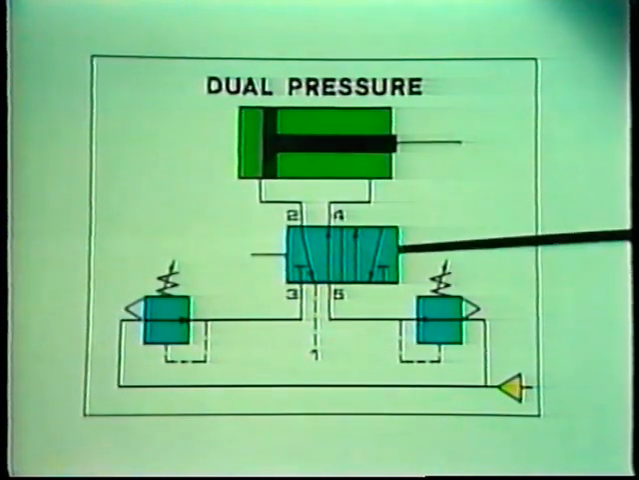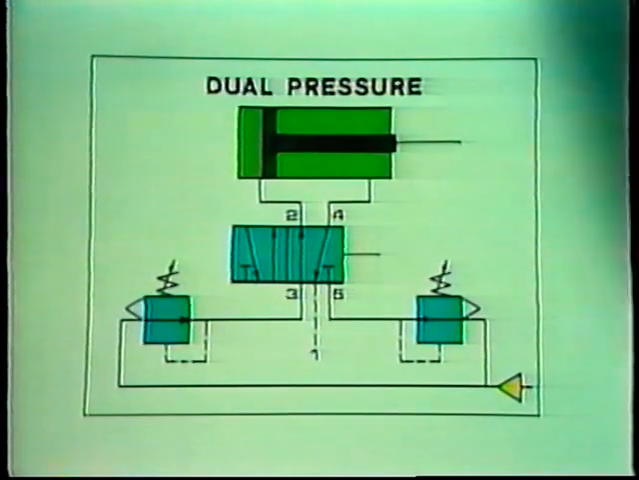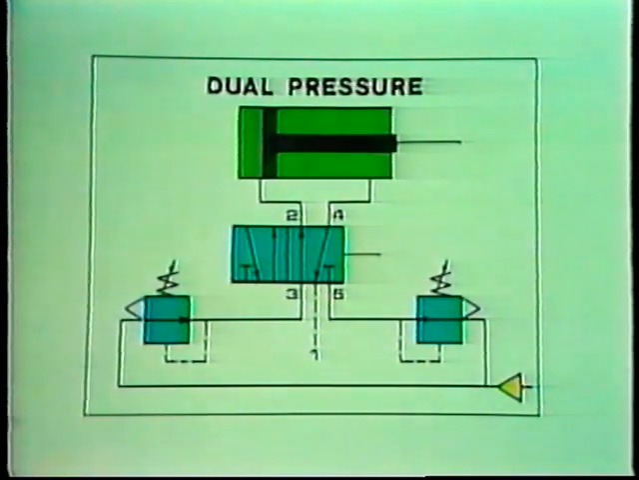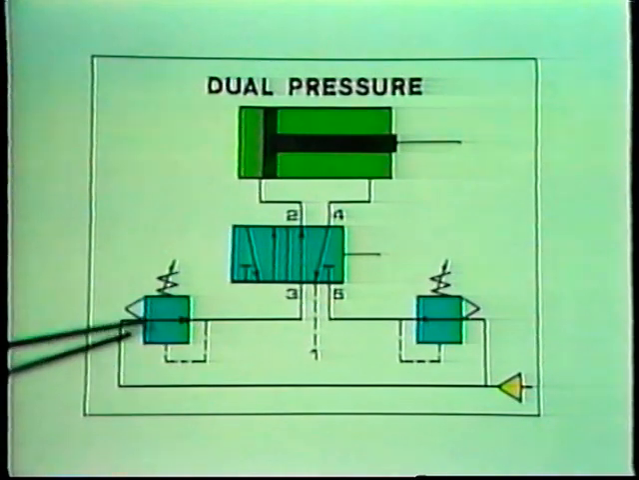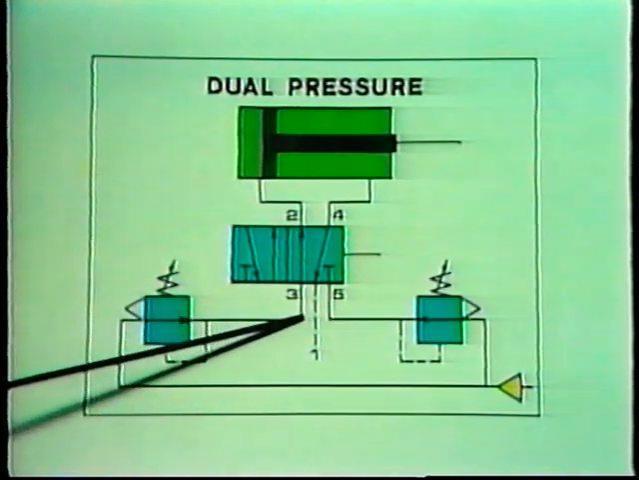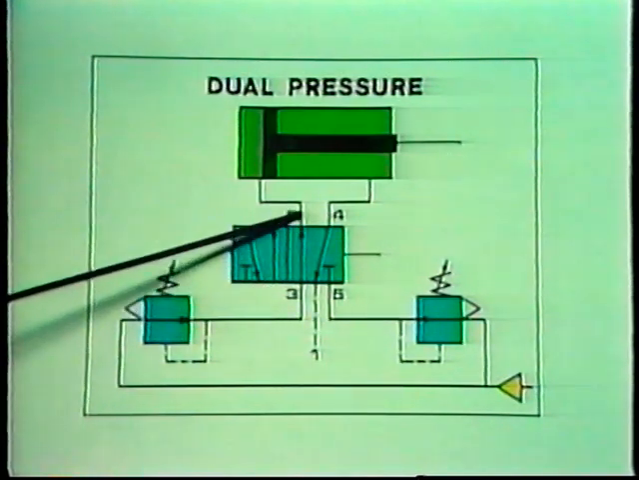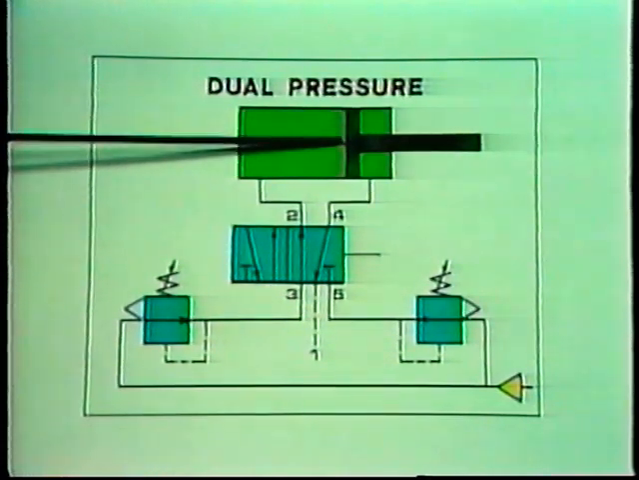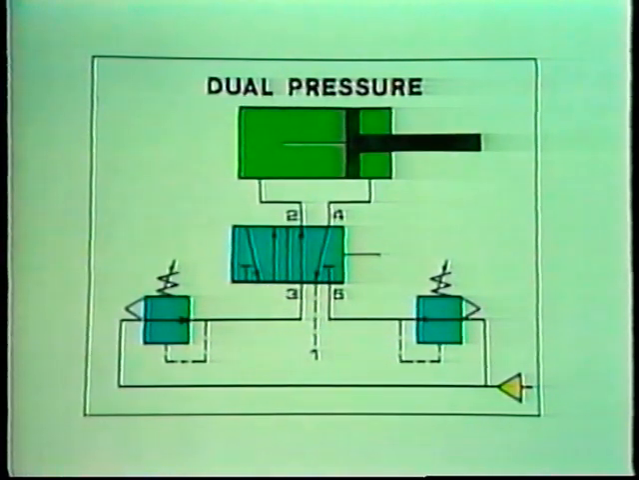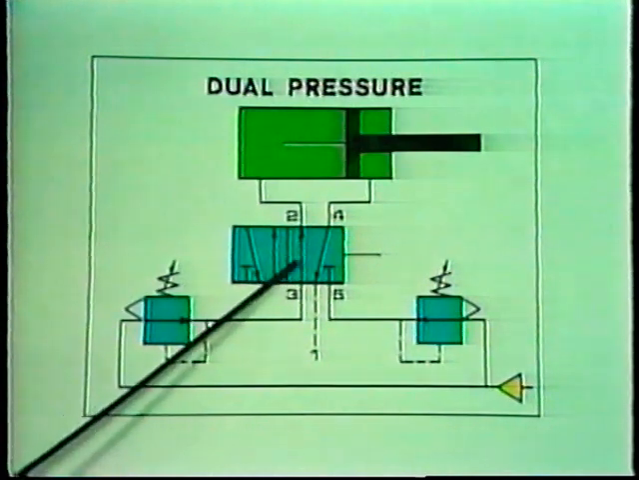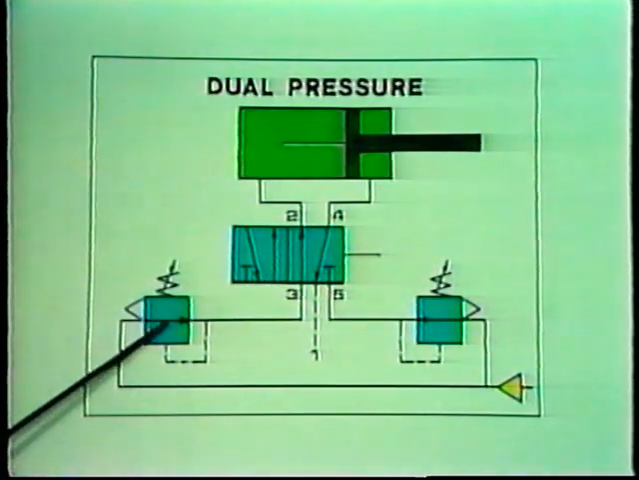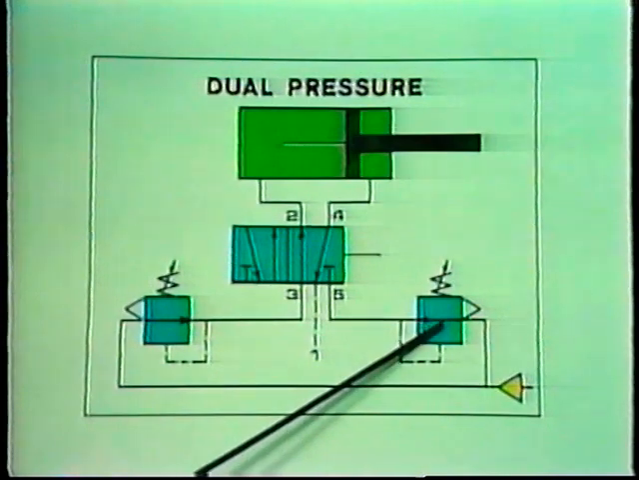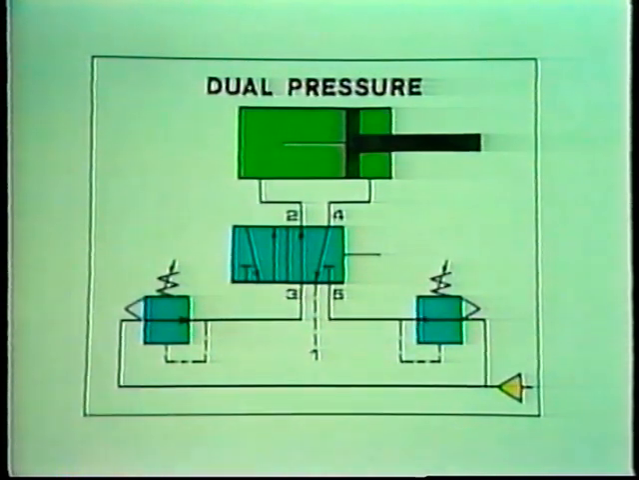If we move the directional control valve into the position shown here, supply pressure is now routed through this regulator, which is set for a higher pressure than the other one. Then on through the valve and into the cap end of the cylinder, causing it to extend. Okay, so by using a 5-ported 4-way directional control valve and setting different pressures on two regulators, we can provide different forces during extension and retraction and make the cylinder's operation more efficient.